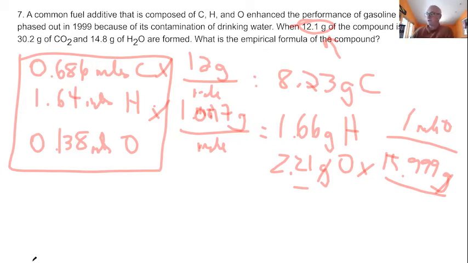So how do I figure out what the ratio is? Divide by the smallest number. Divide by the smallest number of moles, which is oxygen, right? So I divide them all by 0.138. So how many moles of carbon does that give me? So oxygen becomes 1. How many moles of carbon? 5. So C5. How many moles of hydrogen?